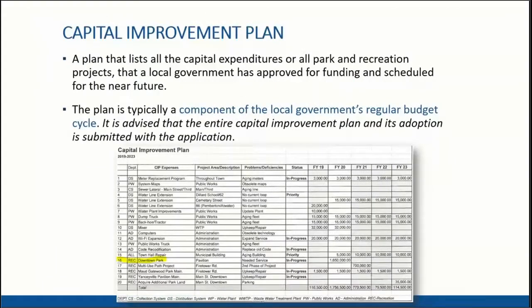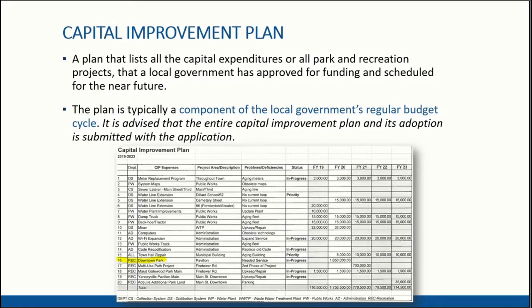Next planning document is the Capital Improvement Plan. This is a plan that lists all the capital expenditures, or all parks and recreation projects, that a local government has approved for funding and scheduled for the near future. And you can see on the example shown that it goes over several fiscal years. This plan is typically a component of the local government's regular budget cycle.